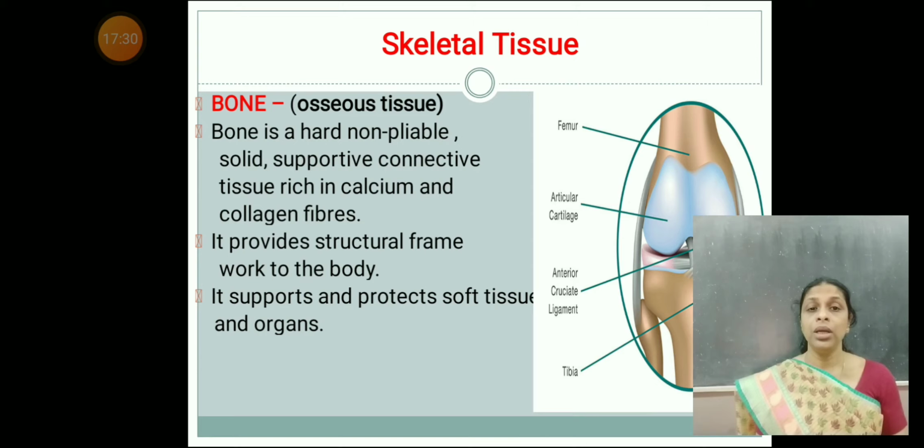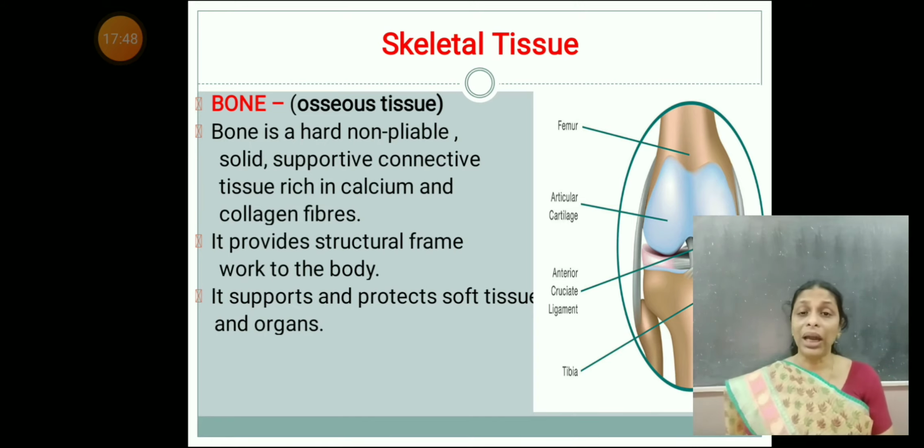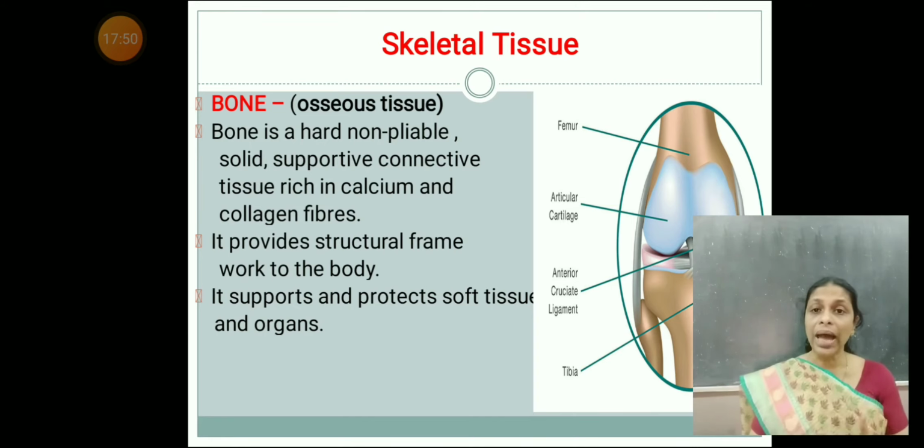Not only that, it supports and protects soft tissues and organs. The organs which are there inside our body are protected by these bones. For example, the vital organs of our body like the heart and the lungs lie in the rib cage. So the ribs protect the vital organs like heart and the lungs. So its function is to support and provide protection to the soft tissues and organs which are found in the body.